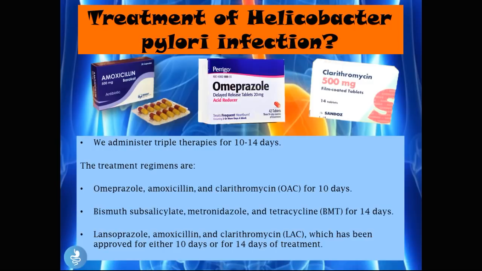So for the treatment of Helicobacter pylori, again, we can administer the triple therapy for 10 to 14 days. And there are 3 treatment regimens which I use. The first one is omeprazole, amoxicillin, and clarithromycin for 10 days, bismuth subsalicylate, metronidazole, and tetracycline for 14 days, or lansoprazole, amoxicillin, and clarithromycin, which has been approved for either 10 days or for 14 days of treatment.